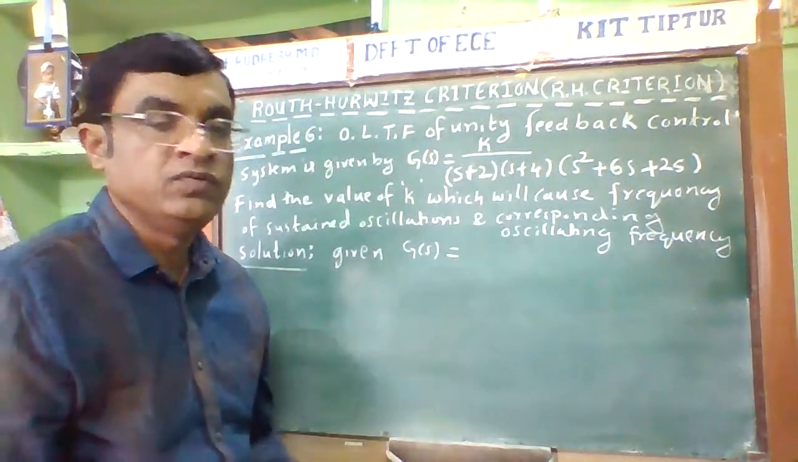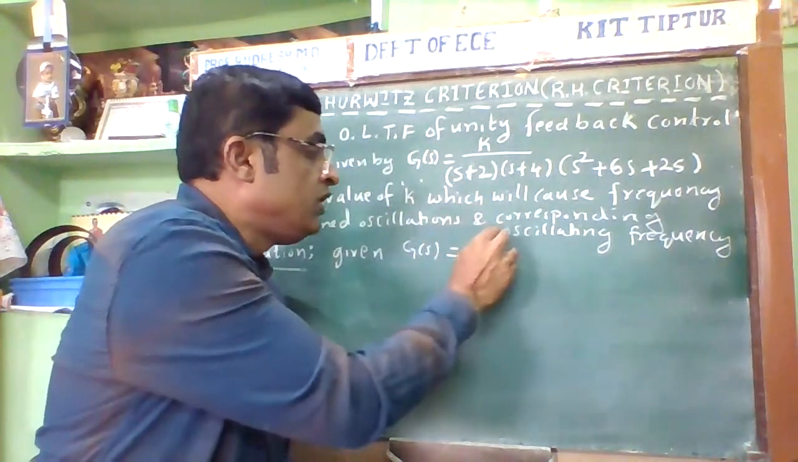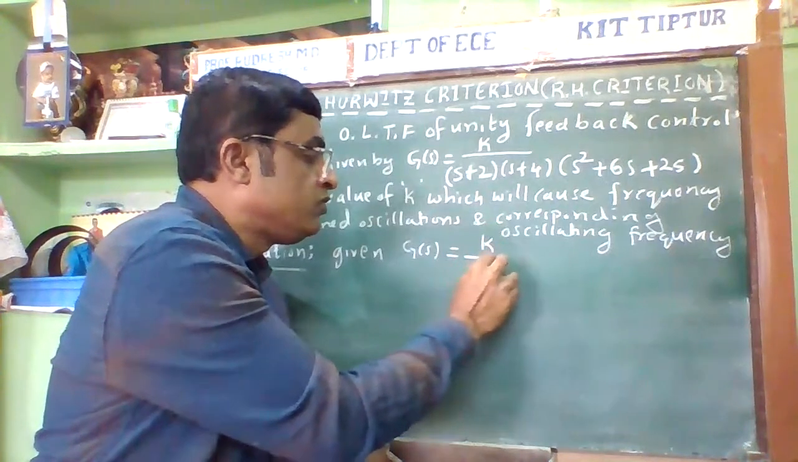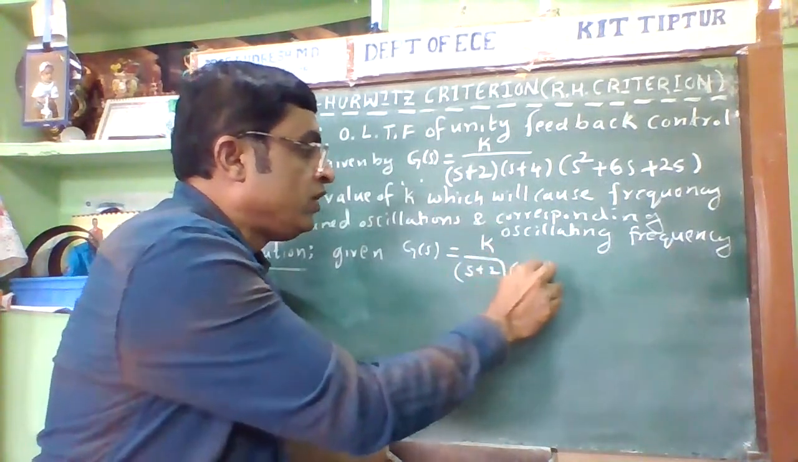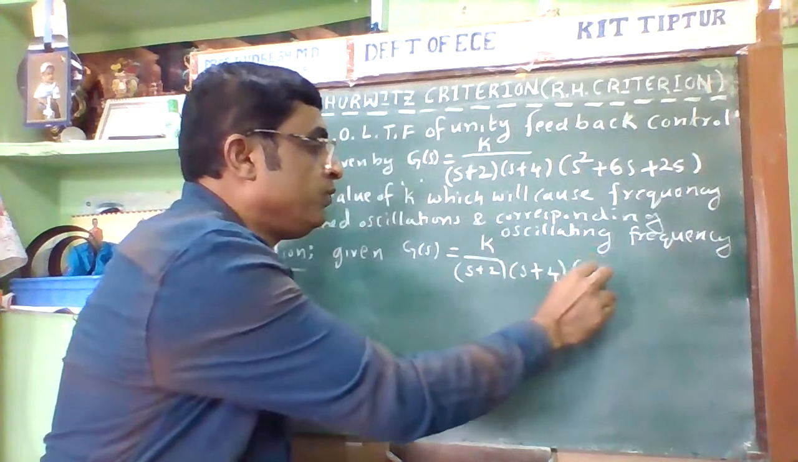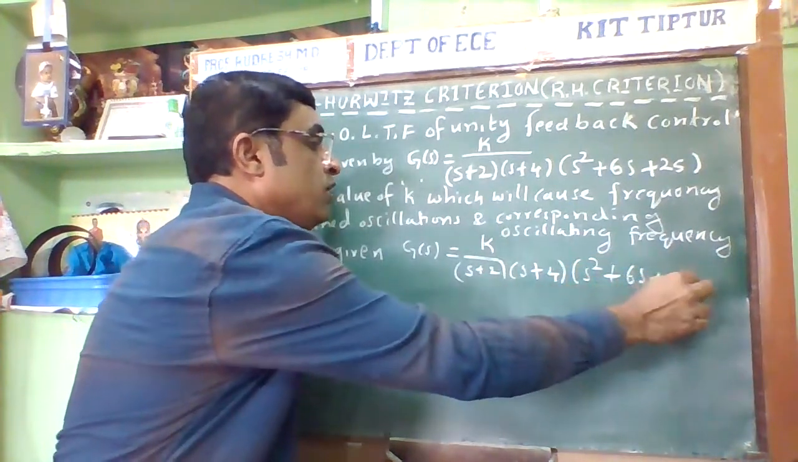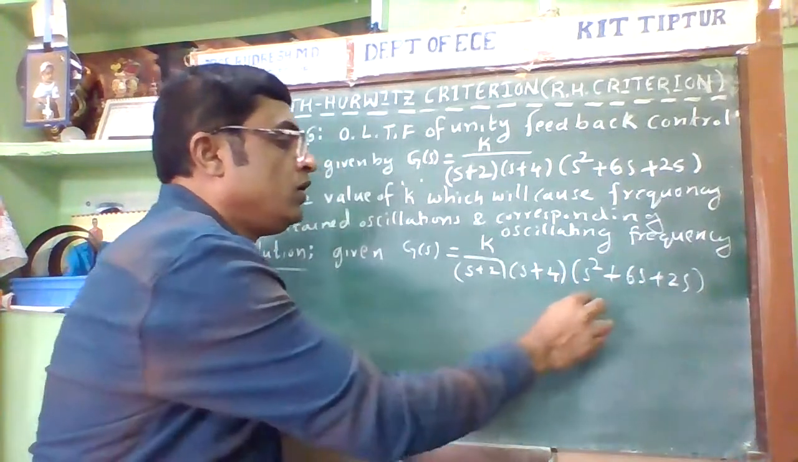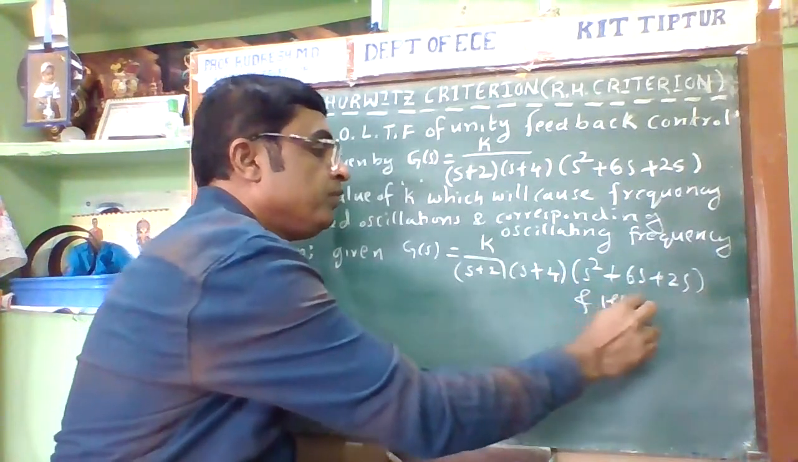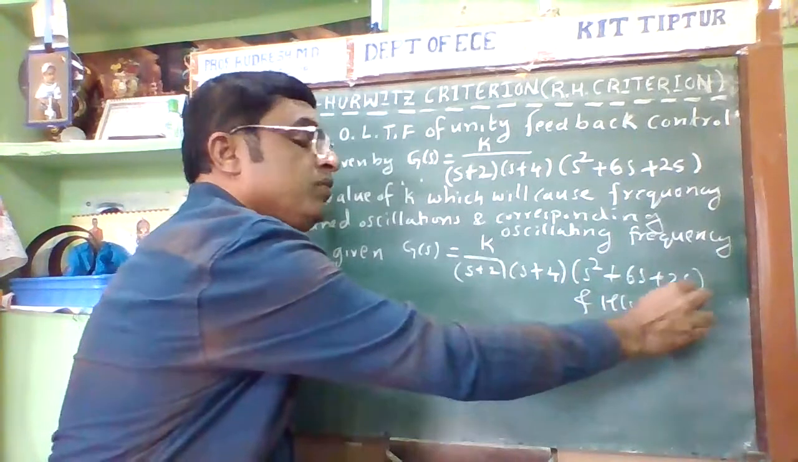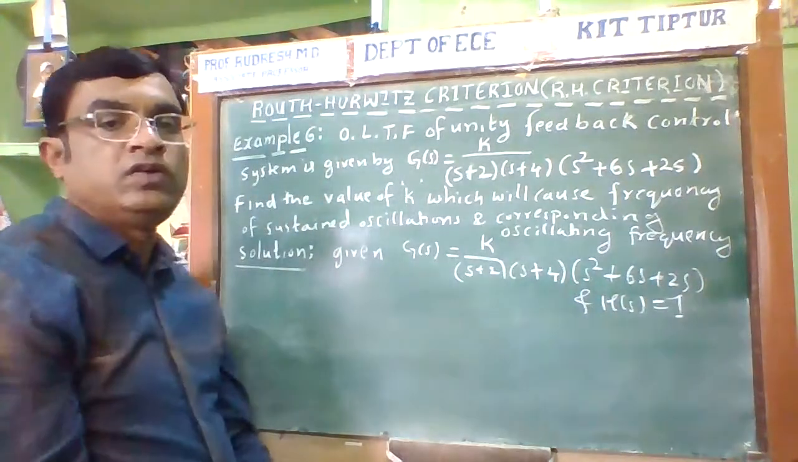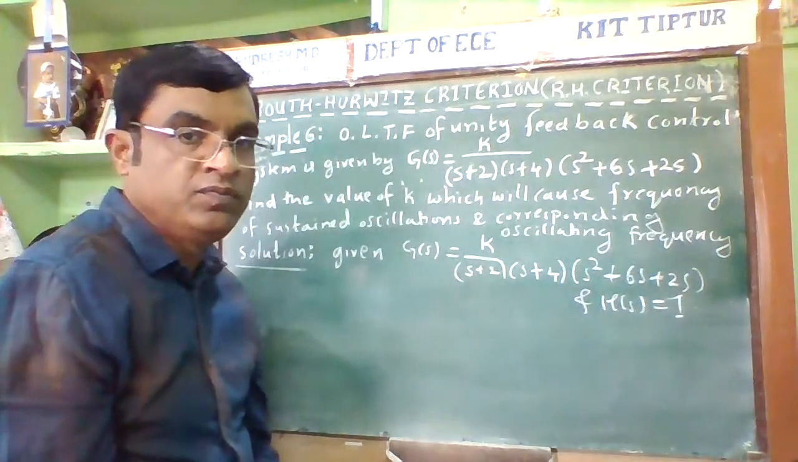Open loop transfer function G(S) is equal to K divided by (S plus 2) into (S plus 4) into (S squared plus 6S plus 25). And also H(S) is given, equal to unity. G(S) is given and also H(S) is given.